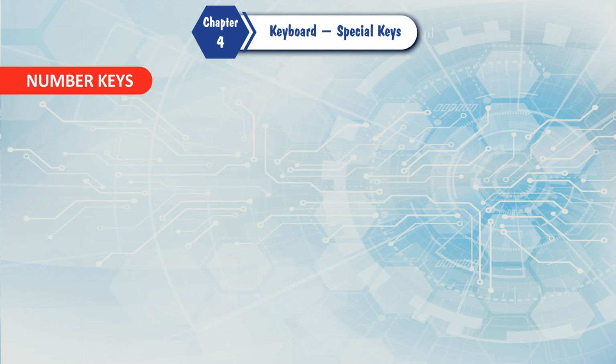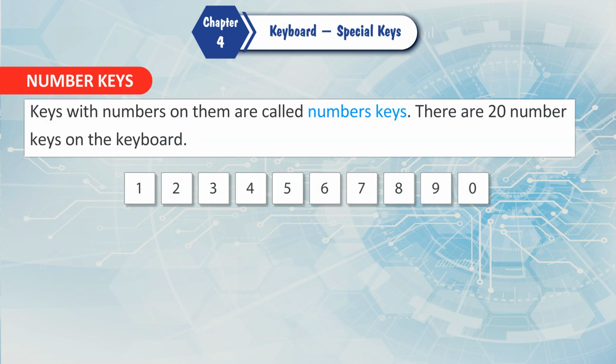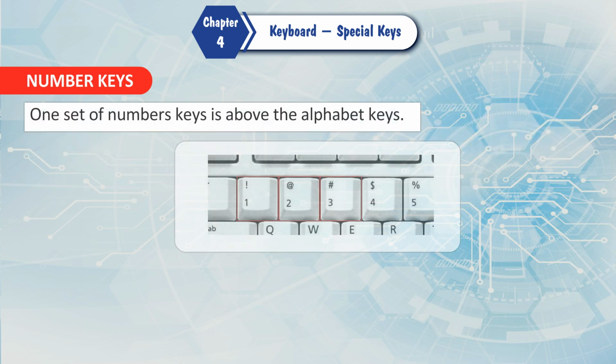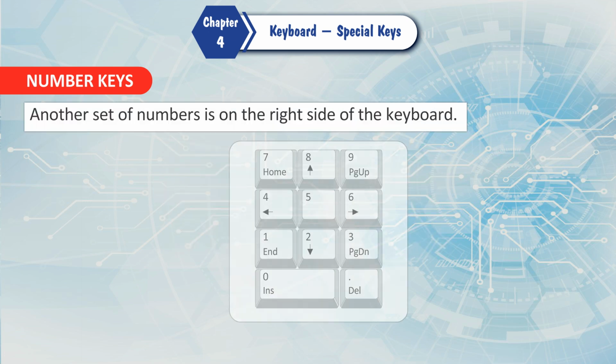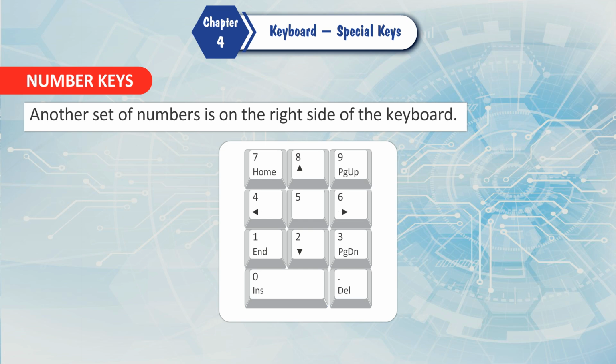Number keys. Keys with numbers on them are called number keys. There are 20 number keys on the keyboard. One set of number keys is above the alphabet keys. Another set of numbers is on the right side of the keyboard. This looks like a calculator and is known as the number pad.